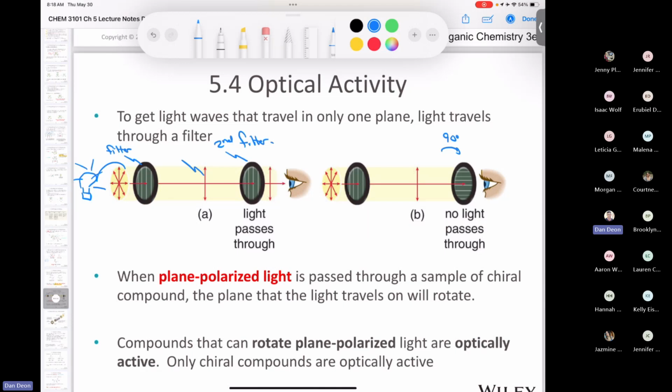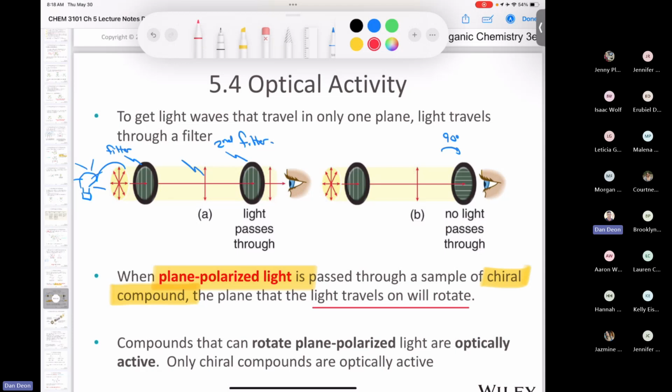So it says, when plane polarized light is passed through a sample of a chiral compound, here's where it gets interesting. If we take a compound that is an S compound or an R compound, something that is chiral, and we shine it through, what's going to happen is the light is going to rotate. So the plane polarized light will rotate. Okay, so let's talk about this again.